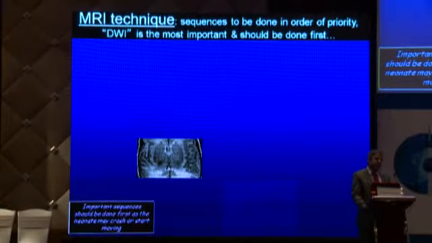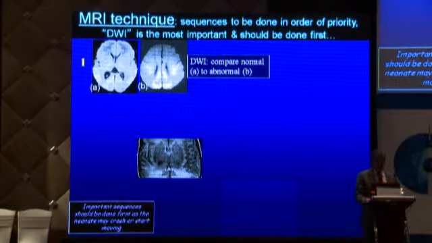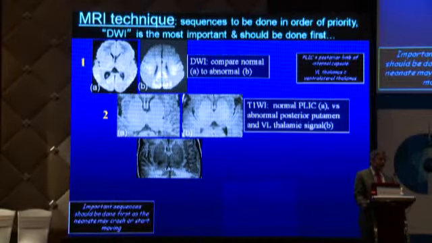So in terms of technique, you have to make sure that you use the correct sequences in the correct order. The most important sequence for us is diffusion weighted imaging. It gives you the best value for money for time spent, and it just takes 40 seconds. And you can see this is a normal diffusion, and this is restricted diffusion because of a term hypoxic ischemic insult. My preference after that is to do a T1 image.